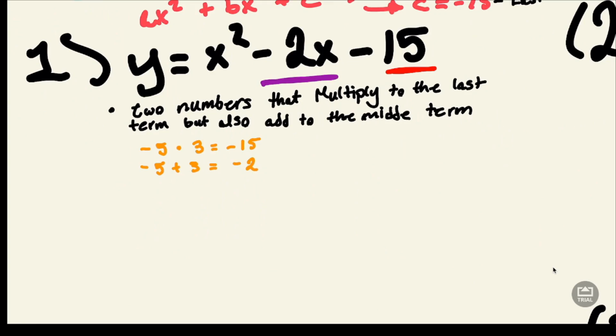There are many ways you can start the process of factoring. One of the ways that I personally do it is by a method called decomposition.